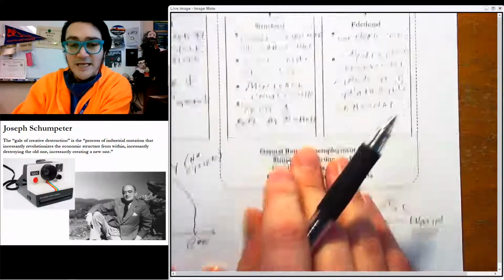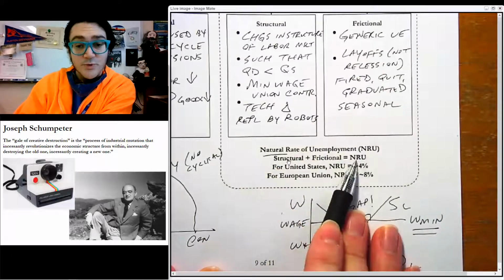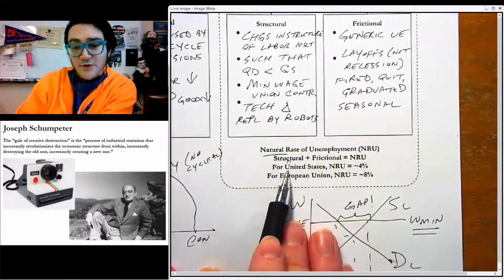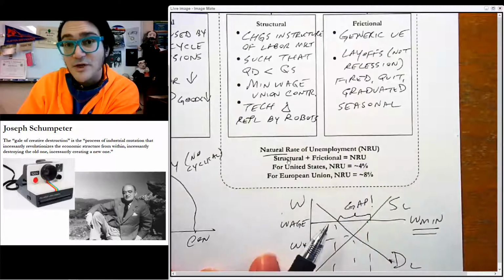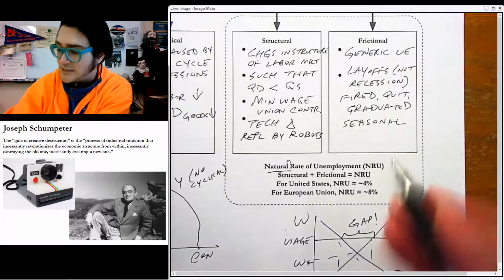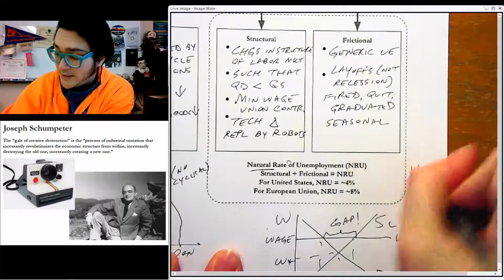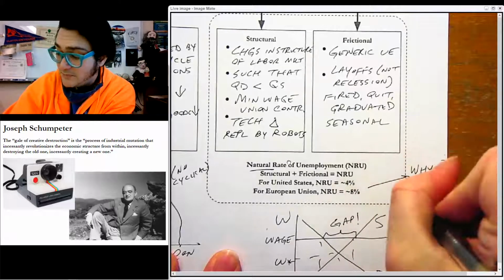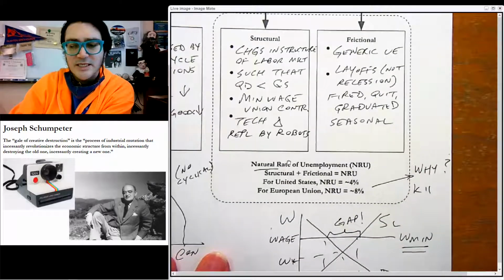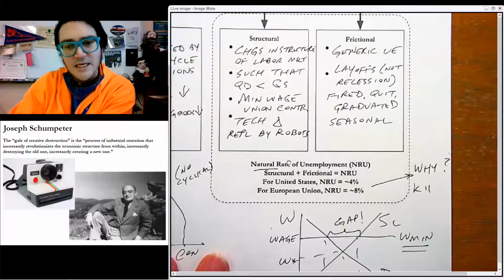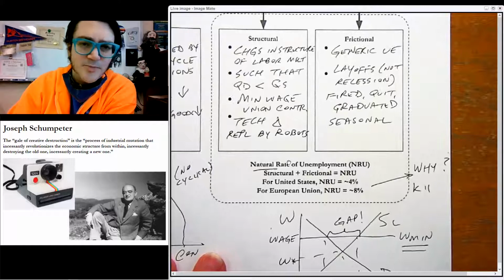When we add these two together, we get what's called the natural rate of unemployment, structural plus frictional. For the United States, it's about 4. For the EU, it's about 8. Your book in module 11 goes into some detail that I think is really interesting about why. I would encourage you to check that out because it is interesting why different economies have different structures with that. And it probably wouldn't be terribly surprising.